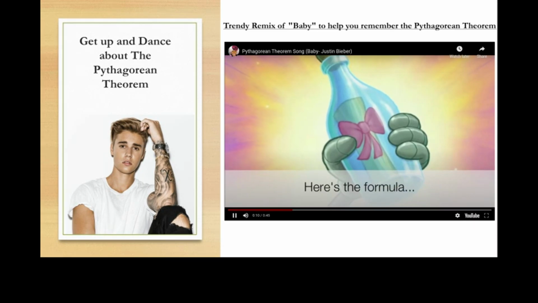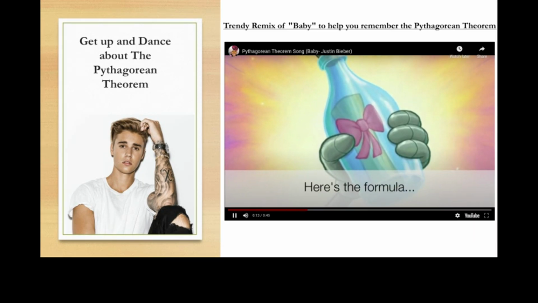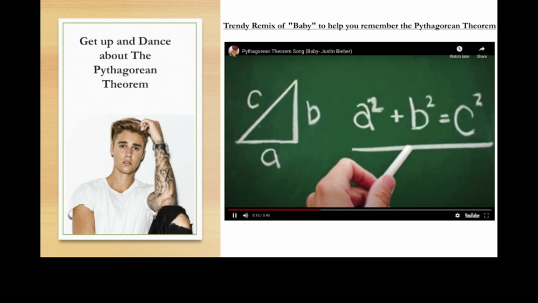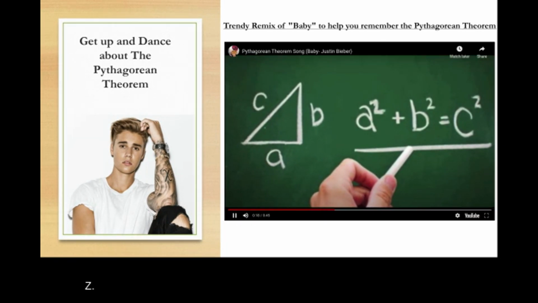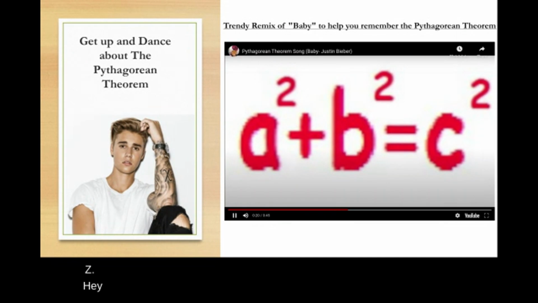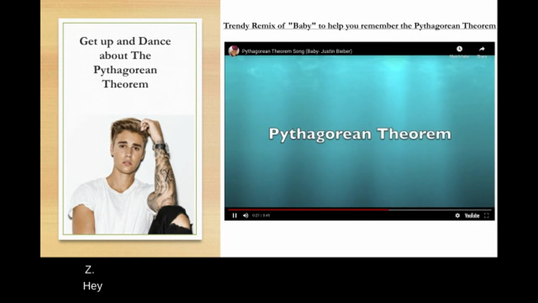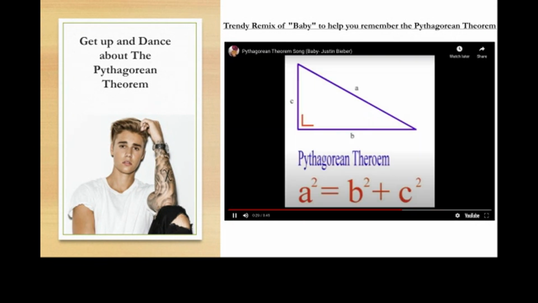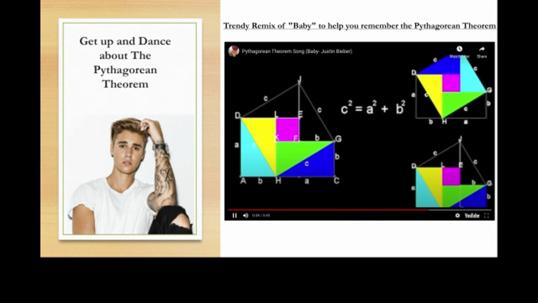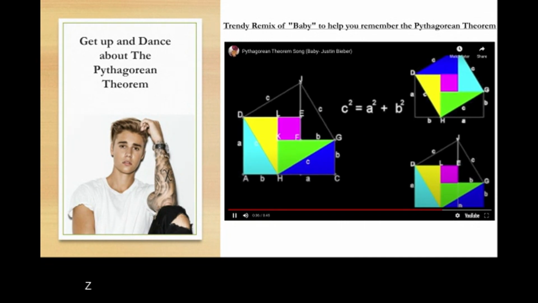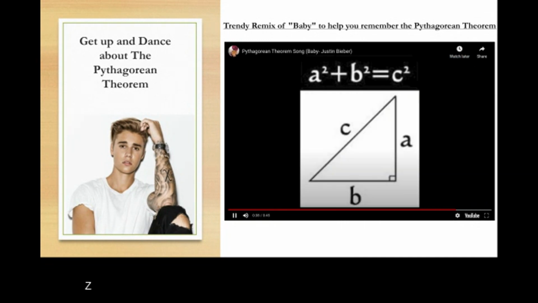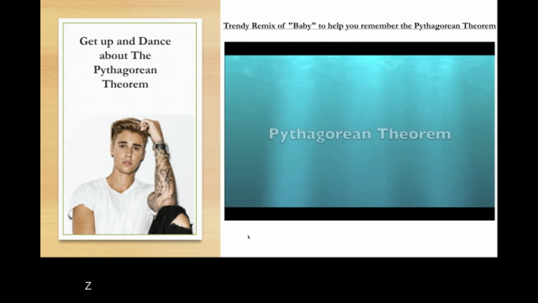Here's the formula. A squared plus B squared is C squared. Pythagorean theorem.